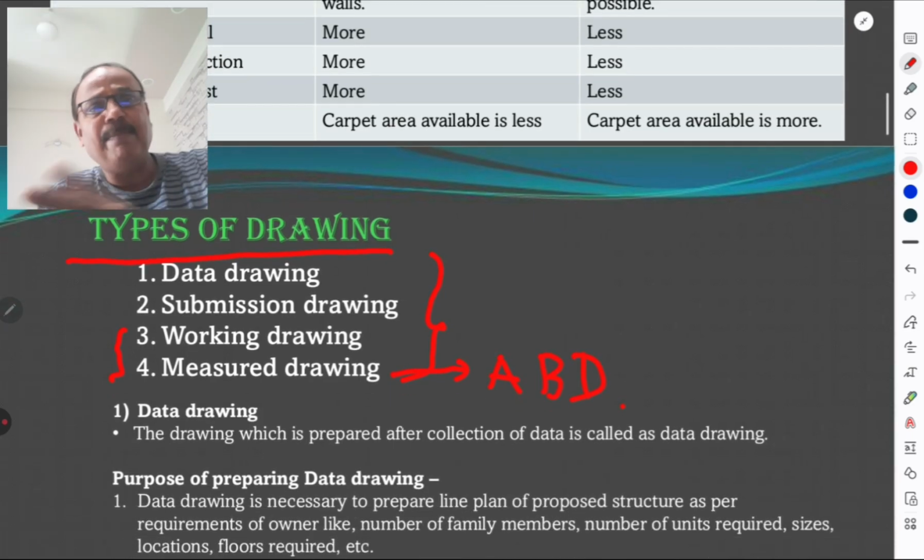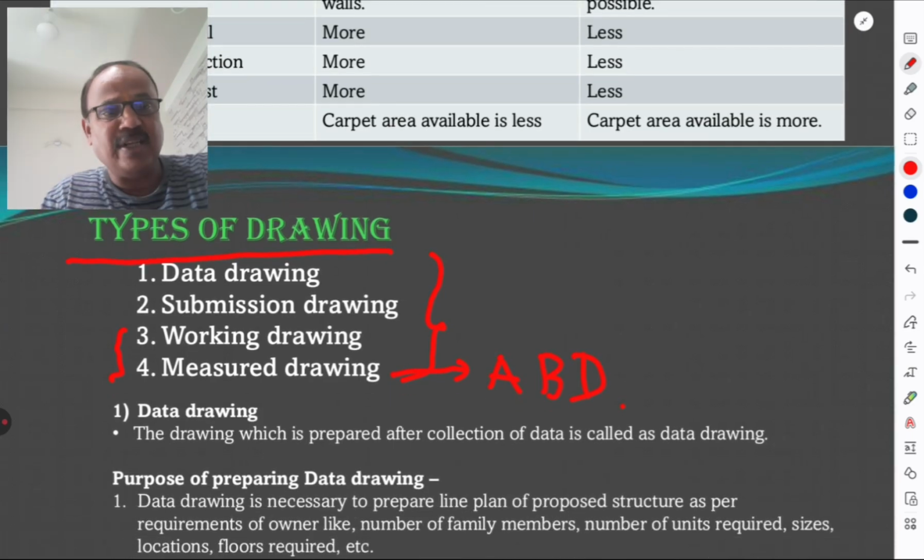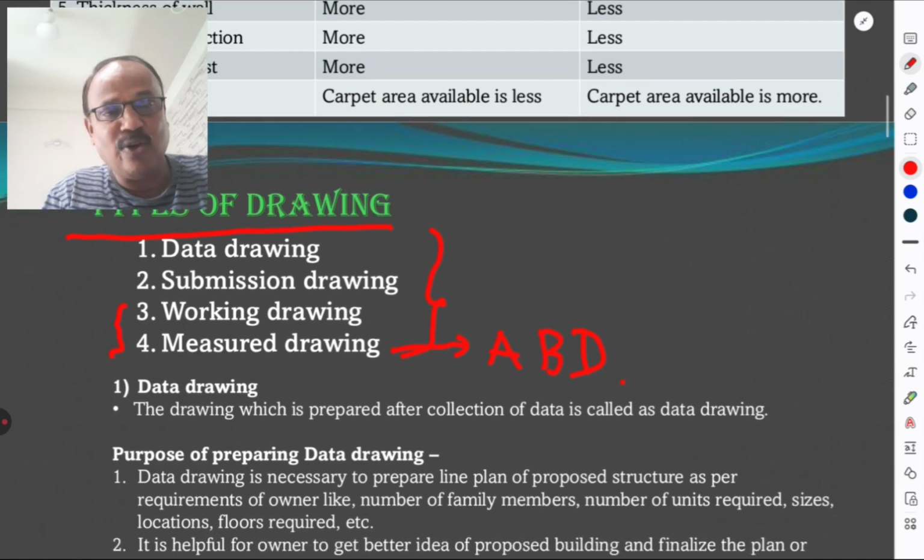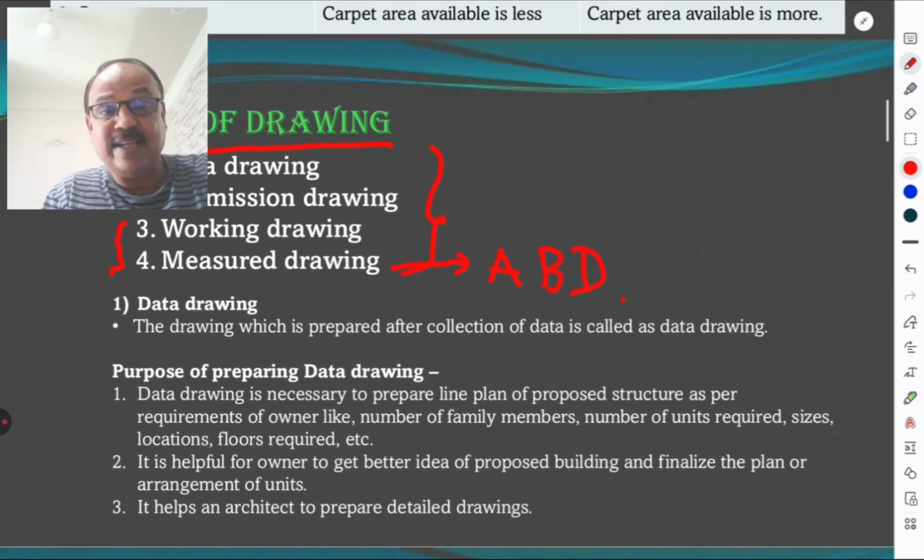What is the data drawing? Name itself indicates it is based on the data. The drawing which is prepared after collection of data is called as a data drawing. What is the purpose of preparing the data drawing? Data drawing is necessary to prepare the line plan of proposed structure as per requirement of owner, like number of family members, number of units required or number of rooms required, sizes, locations, floors required, etc. It is helpful for the owner to get the better idea of proposed building and finalize the plan or arrangement of the units. It helps an architect to prepare the detailed drawing.